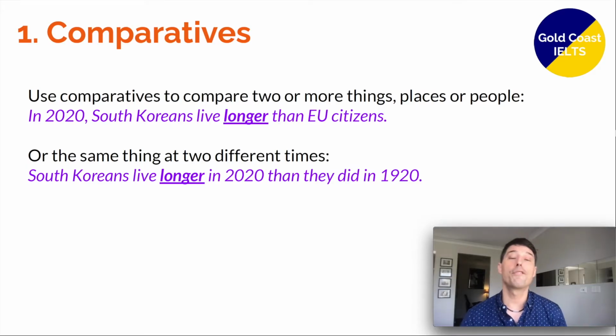Okay, so of course the first one everybody needs to know is how to compare using comparative adjectives, which is basically just an adjective with er on the end of it. So we can use comparatives to compare 2 or more things, places, or people. For example, in 2020, South Koreans live longer than EU citizens. Or we can also compare the same thing at 2 different times. For example, South Koreans live longer in 2020 than they did in 1920.